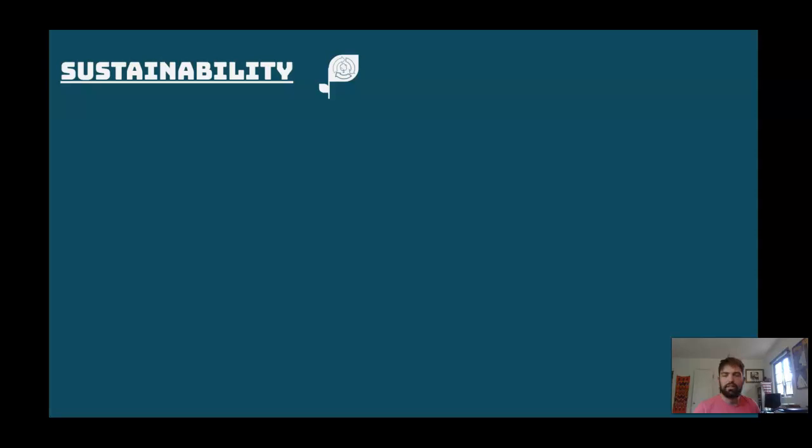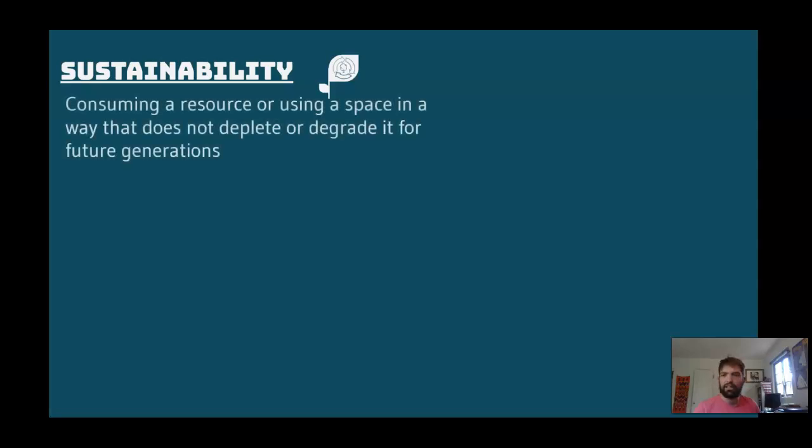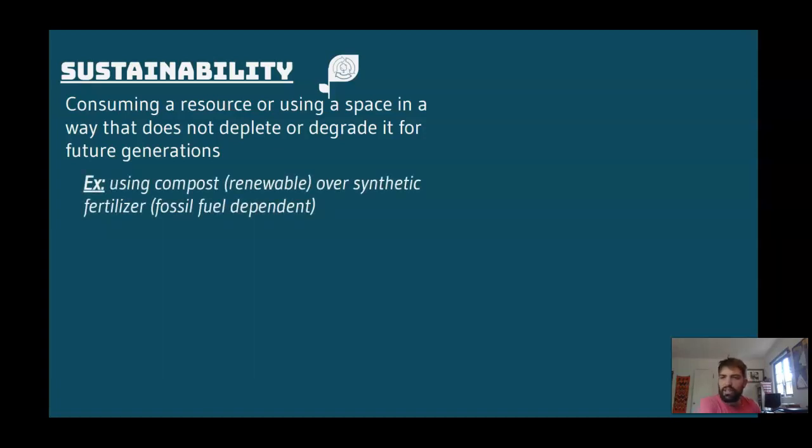Alright, so sustainability is when consuming a resource or using a space in a way that does not deplete or degrade it for future generations. So for example, using compost over synthetic fertilizer, that's a renewable resource, whereas synthetic fertilizers are produced and can't be reused. They don't go back into the system, right?